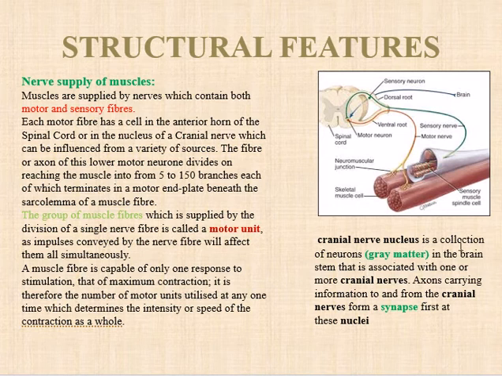Cranial nerve nucleus is basically a collection of neurons in the brain stem that is associated with one or more cranial nerves. Axons carrying information to and from the cranial nerves form a synapse first at these nuclei.